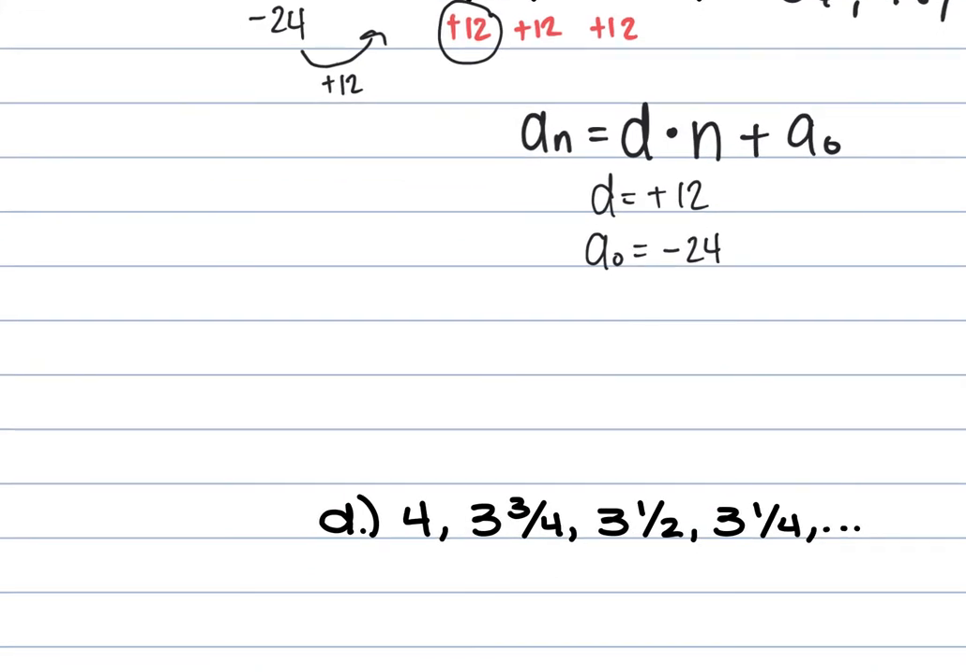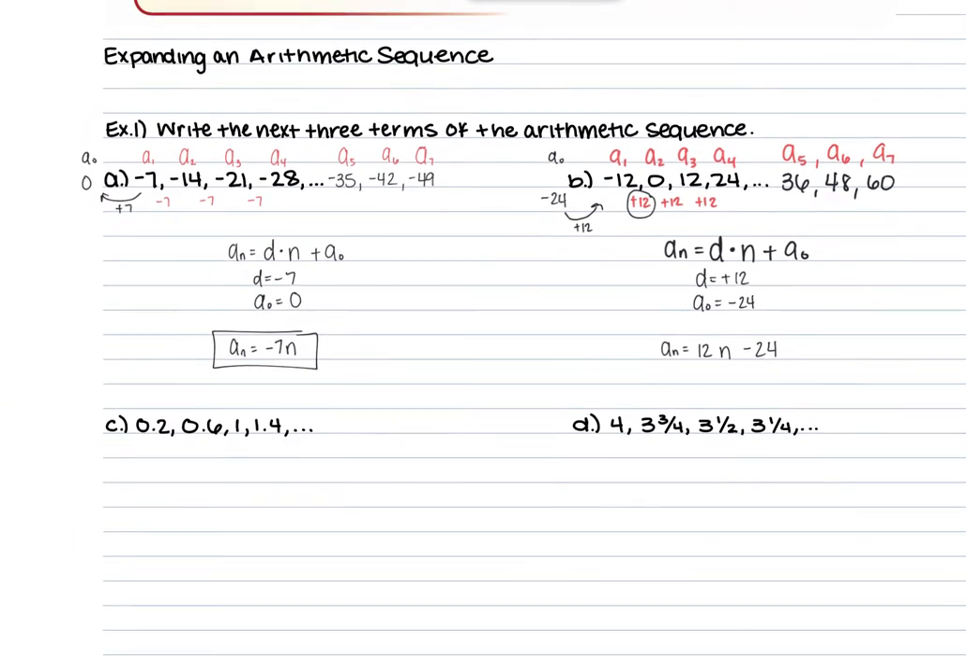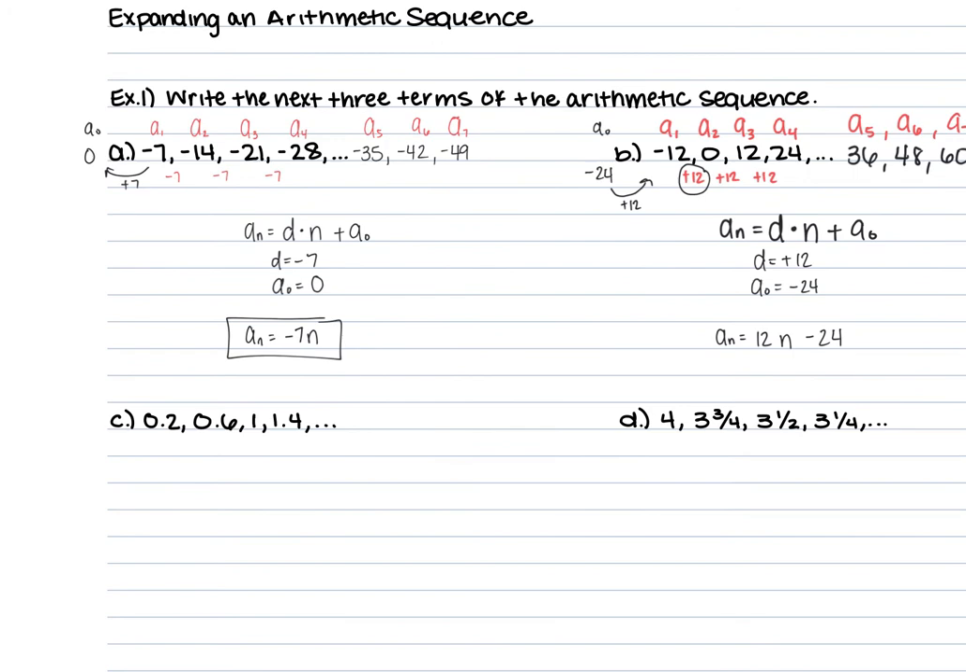So my final equation is A sub n equals, anyone want to try? What'd you get, Val? 12 minus 24. Okay, 12 minus 24, but we're missing one thing. And n, okay? It should be 12n minus 24. Cool beans? Any questions on A or B?